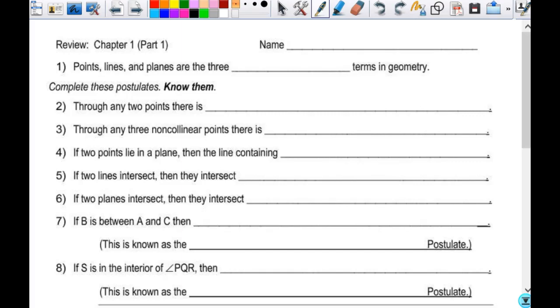Okay, here's part 1 to the test review. I'm going to do this in 2 separate videos, so I'll do part 1 and part 2. Points, lines, and planes are the 3 undefined terms in geometry.